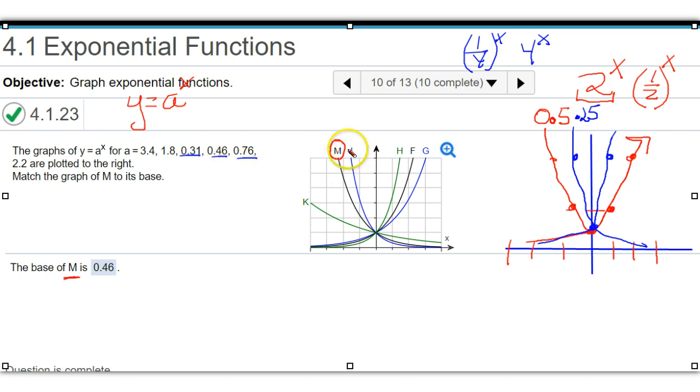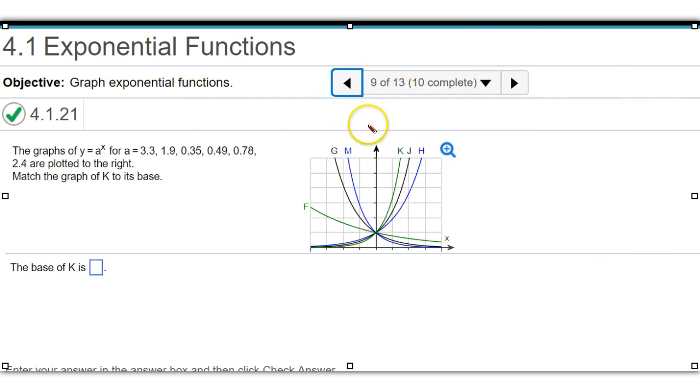So let's see if we can label all of these. So the smallest one, 0.31, would be J. The middle one, which is our M, would be 0.46. And then the larger one would be our K here. So I did this already, but I just thought a little review might be helpful.